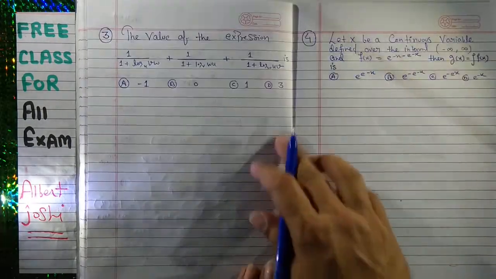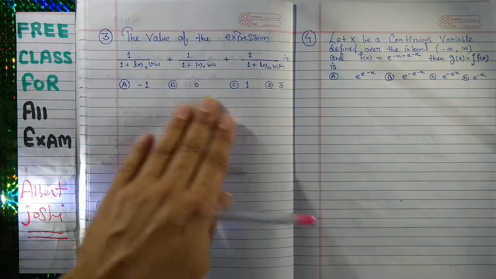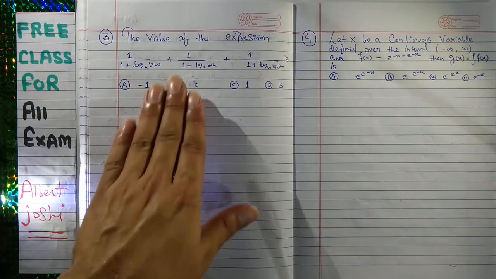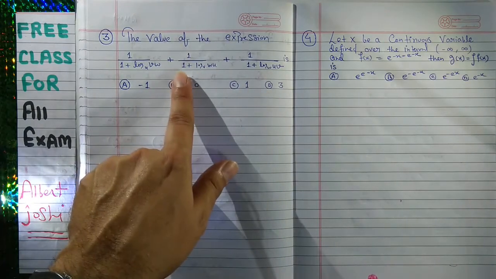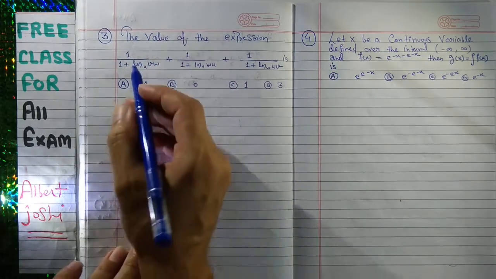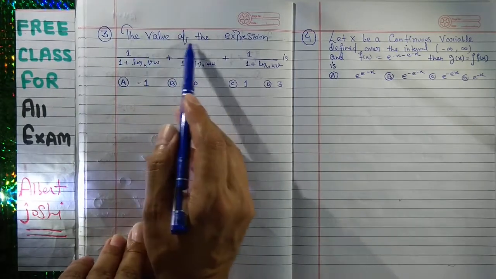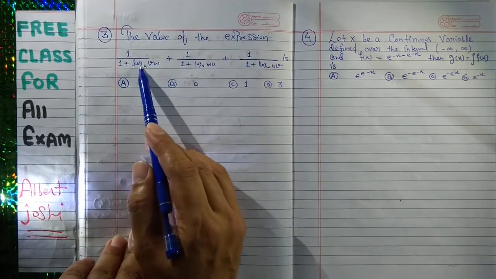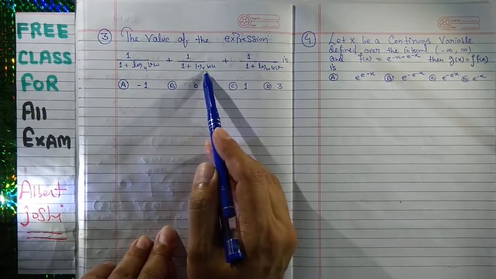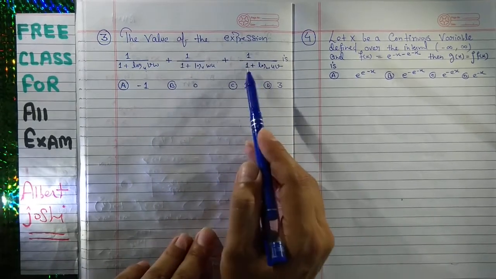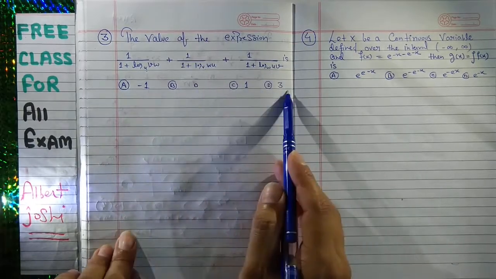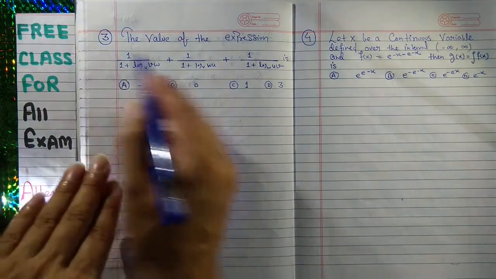Now a very important question. This has come in your competitive exam. If you will solve this question, it includes all the formulas. I will explain how. Now you can see that your question is the value of the expression 1 upon 1 plus log base u of vw, plus 1 upon 1 plus log base v of wu, plus 1 upon 1 plus log base w of uv is. There are 4 options. So how to solve this problem?